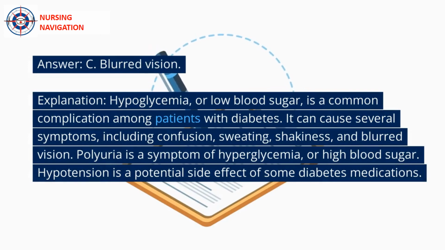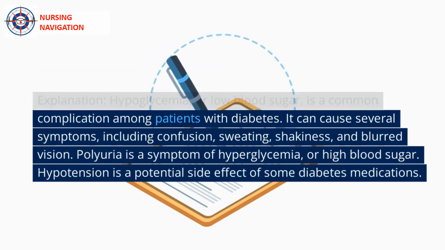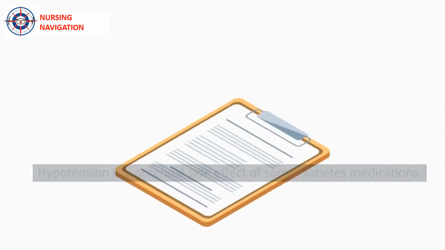Hypoglycemia, or low blood sugar, is a common complication among patients with diabetes. It can cause several symptoms, including confusion, sweating, shakiness, and blurred vision. Polyuria is a symptom of hyperglycemia, or high blood sugar. Hypotension is a potential side effect of some diabetes medications.